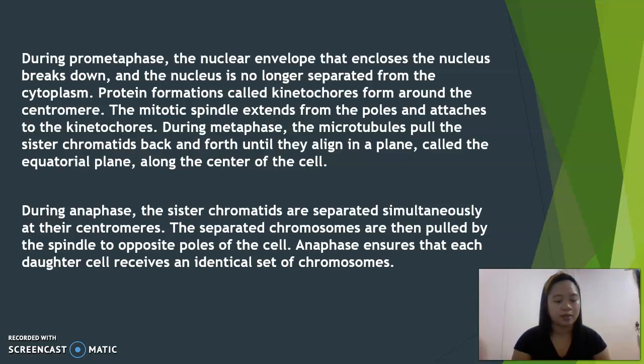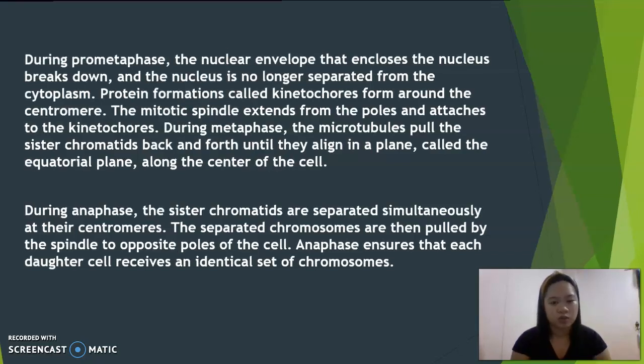During anaphase, the sister chromatids are separated simultaneously at their centromeres. The separated chromosomes are then pulled by the spindle to opposite poles of the cell. Anaphase ensures that each daughter cell receives an identical set of chromosomes.